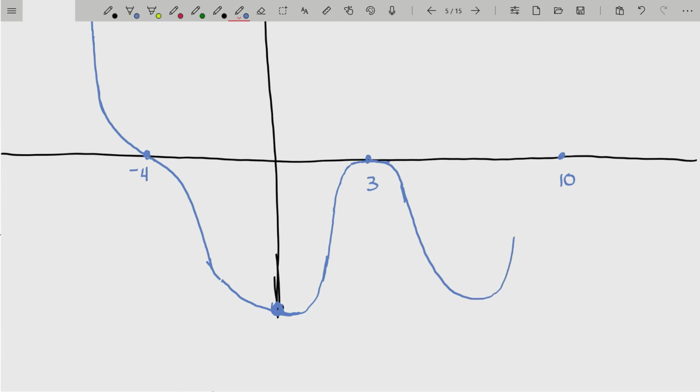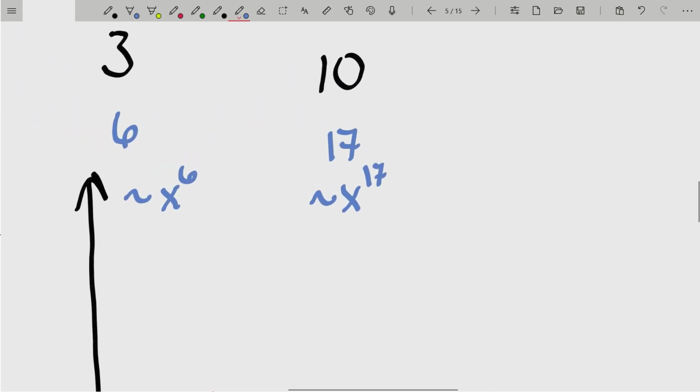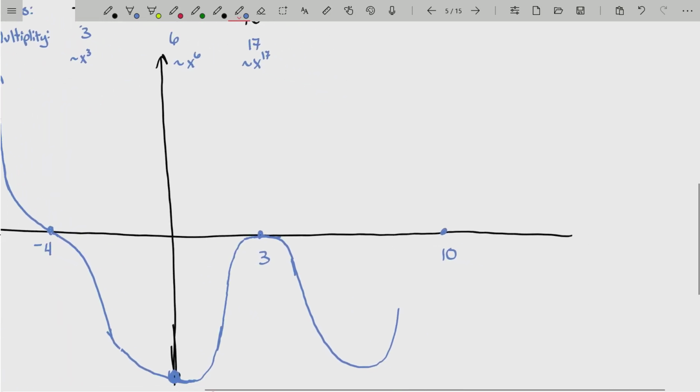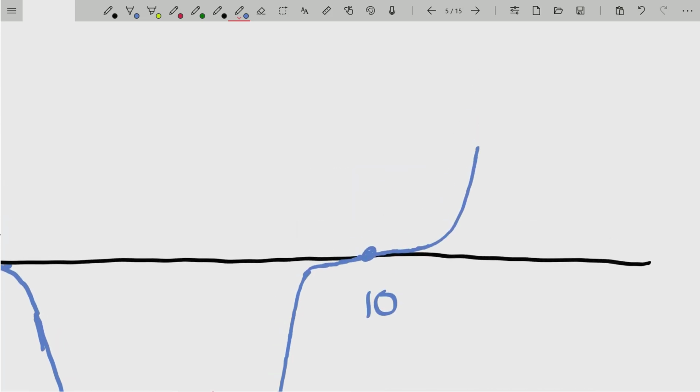So then it falls for a little bit, but like a magnet, it'll be drawn right back to coming to x equals 10. X equals 10 is a zero of multiplicity 17. So that's a super high odd power. So it's going to be very, very flat near x equals 10. And it's going to be cubic in nature. Very, very hard to actually capture that, but it looks something like that. And notice that is pretty cubic in nature.